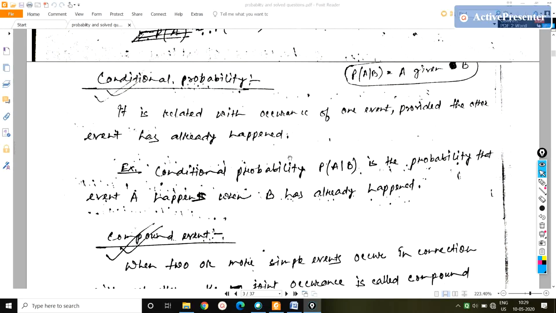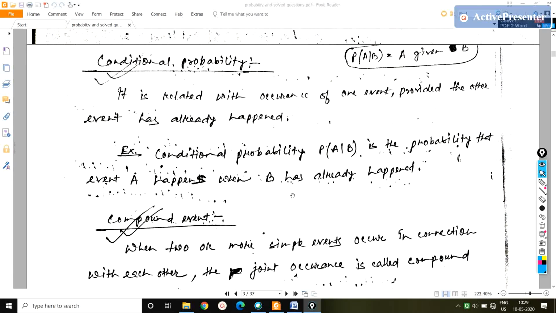Next, let us discuss conditional probability. In the last lecture, we discussed conditional probability, and this conditional probability is related to the occurrence of one event provided the other event has already happened. So conditional probability P of A given B is the probability that event A happens when B has already happened.